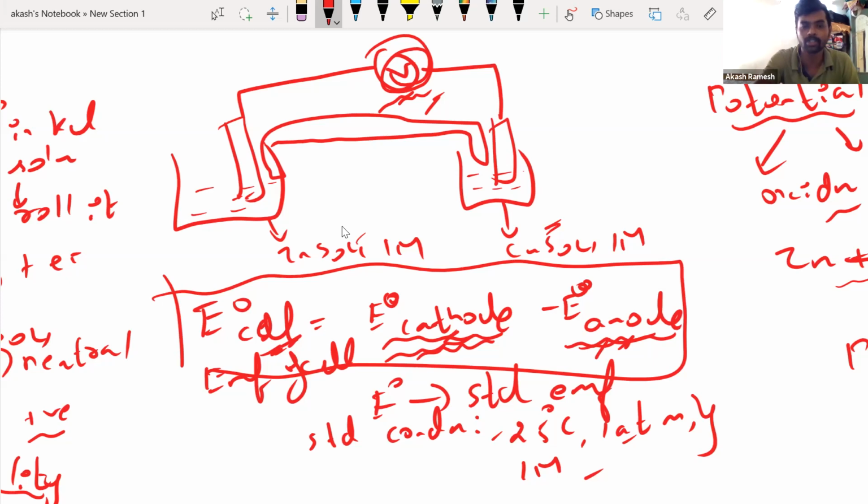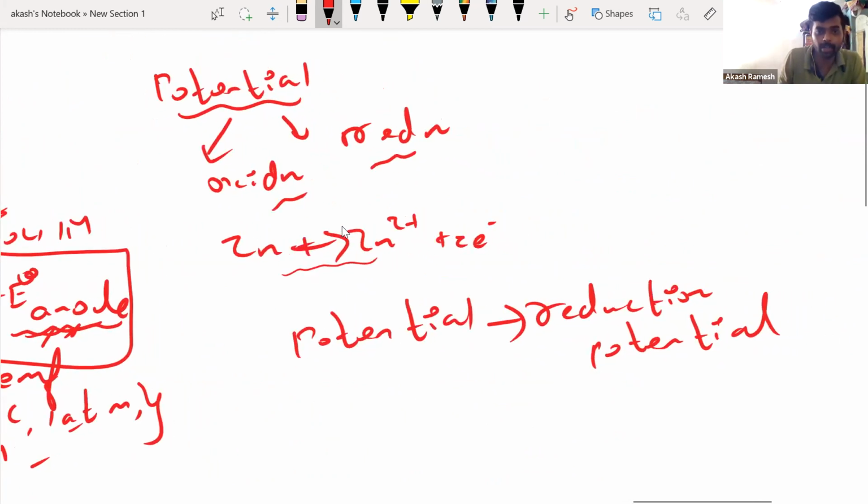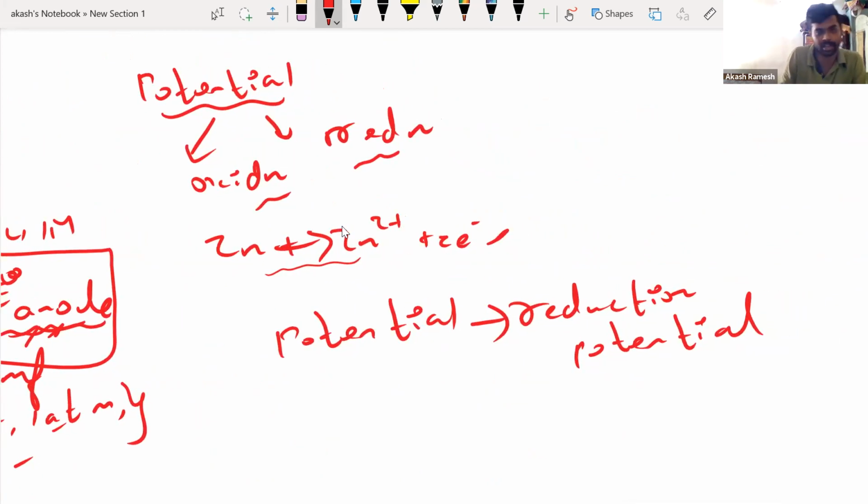Now before we move on to see how we are going to measure it, I want to tell you certain points. The point you have to understand is, see, this is an oxidation reaction, and this reaction will happen spontaneously. Please remember this. This is an oxidation reaction and a spontaneous reaction. So when I speak about reduction potential for a spontaneous oxidation reaction, this E0 value will always be a negative value. Please remember this.